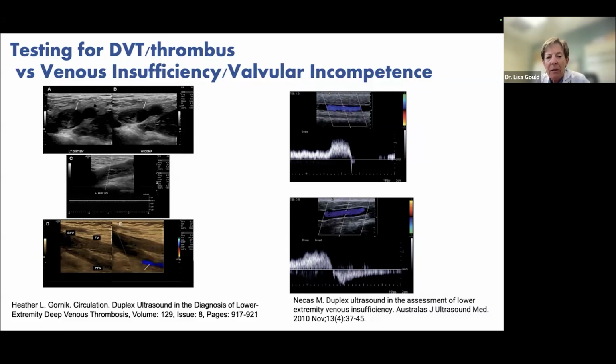So just remember, specify. If you're looking for valvular incompetence and you specify that, it's a totally different test than a DVT study.